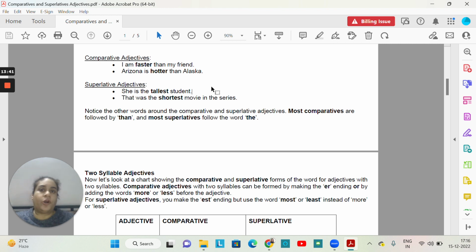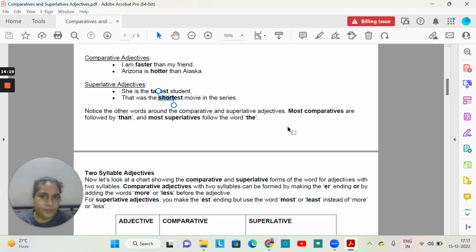Now what happens with short? Look at the spelling with short. This is the original word short. I have two consonants, SH. I have a vowel O, vowel sound also, short. R, one consonant, T, one consonant. I have two consonants already. So I do not have to add another consonant to it. I will just add EST, convert it to superlative format, and I will frame my sentence. That was the shortest movie in the series.